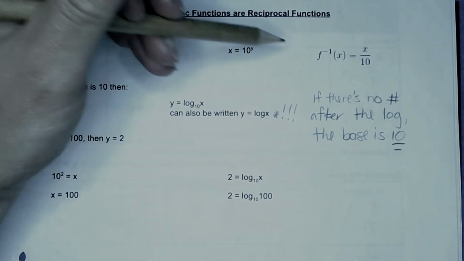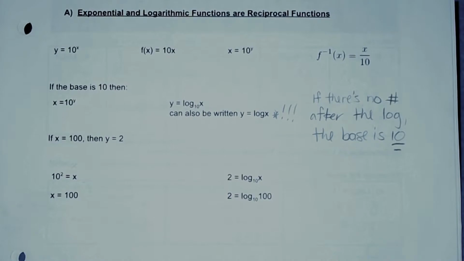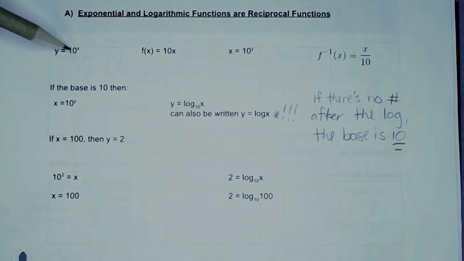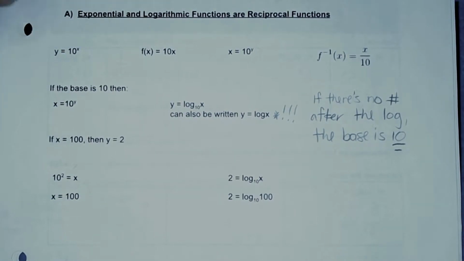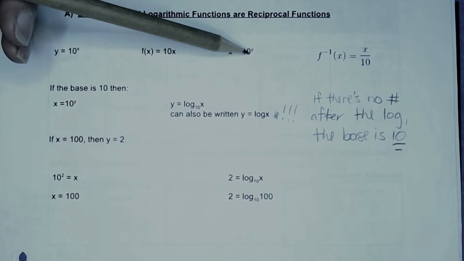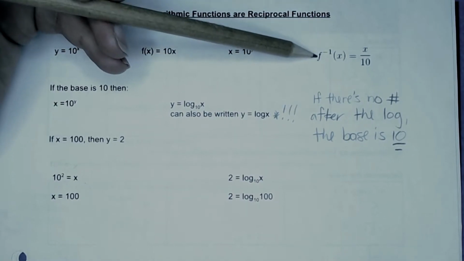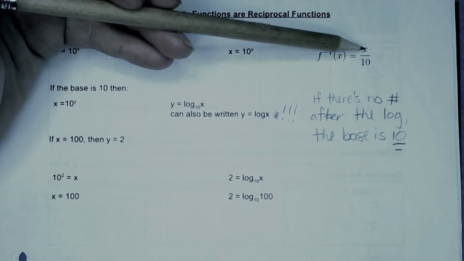We have some examples here of the formats that the functions could be in. So we could have y is equal to 10 to the x, f of x is equal to 10 times x, x is equal to 10 to the power of y, or the inverse, f to the minus 1 of x is equal to x over 10.